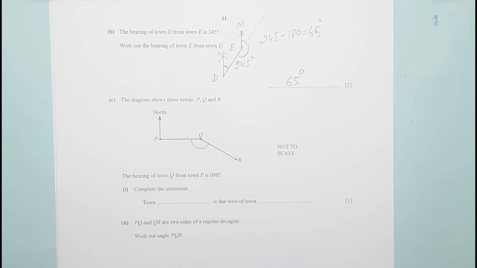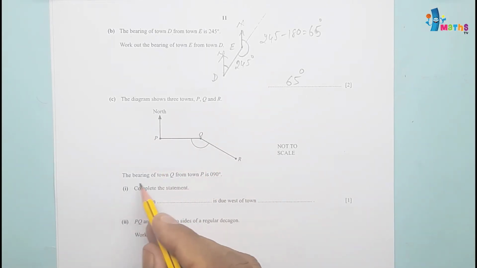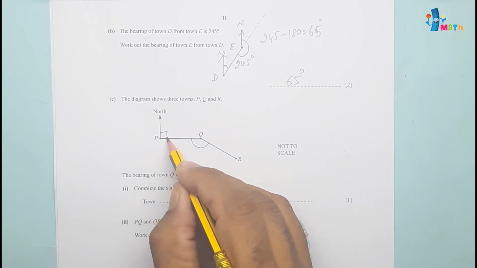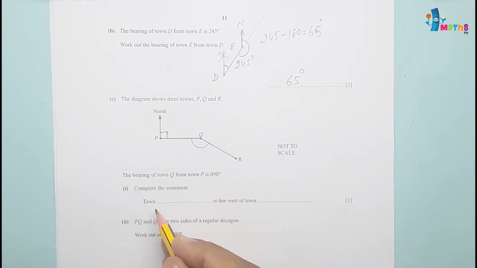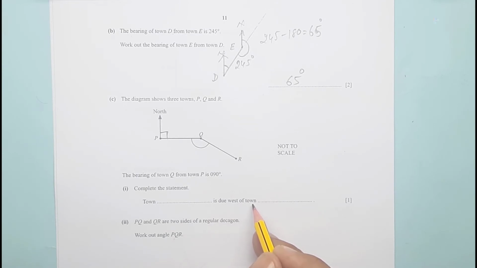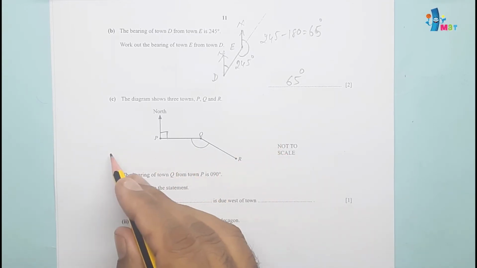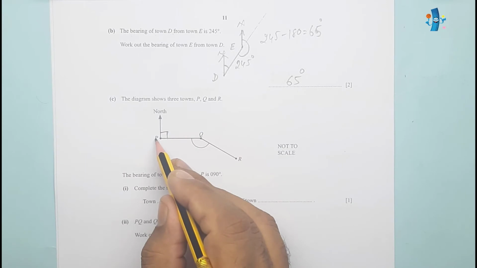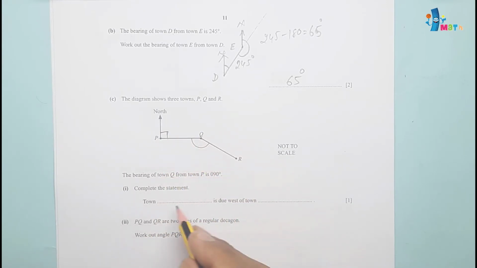The diagram shows three towns P, Q and R. The bearing of town Q from P is 90 degree. This one is 90 degree. Complete the statement: town P is due west of town Q. This is north, and north, south, east and west, so west will be this side. So P is on the due west. So we'll write here P is due west to town Q.